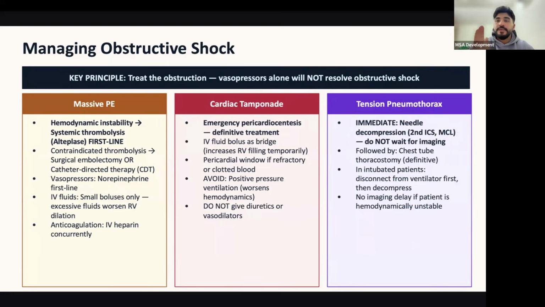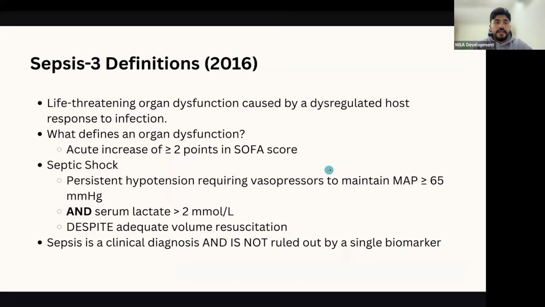Always remember ABCs. You need to stabilize the patient first. Then you do a chest tube thoracostomy and whatever. The most important thing you guys want to know is the order. Needle decompression, then imaging. Now, sepsis, which will lead us to distributive shock.